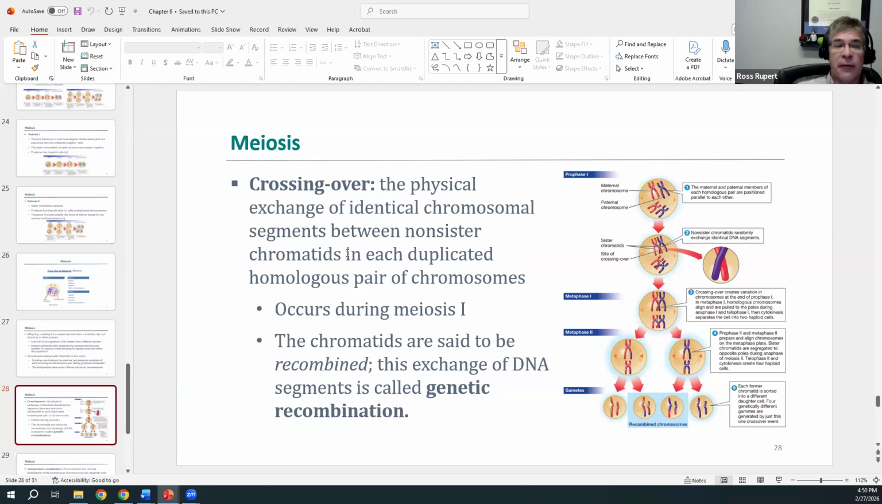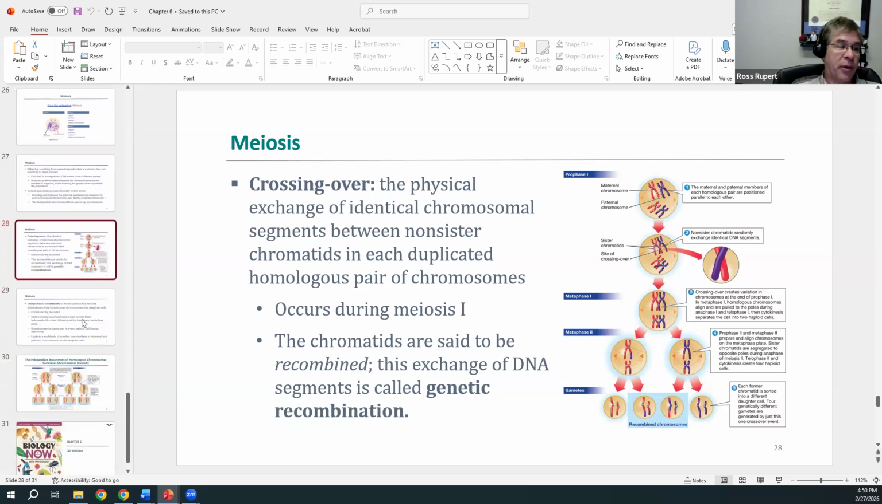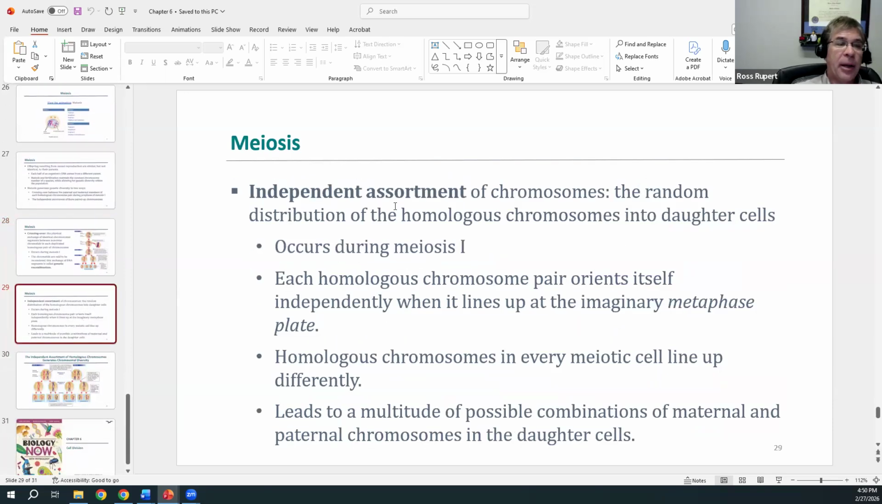For example, if on this chromosome you had blue eyes and blonde hair, over here you had darker features, by recombination, now you can break those traits apart. So you could get an offspring that had blue eyes but dark hair. That is what happens during recombination. Independent assortment is just reshuffling the deck a different way. And again, it's another way of creating diversity.